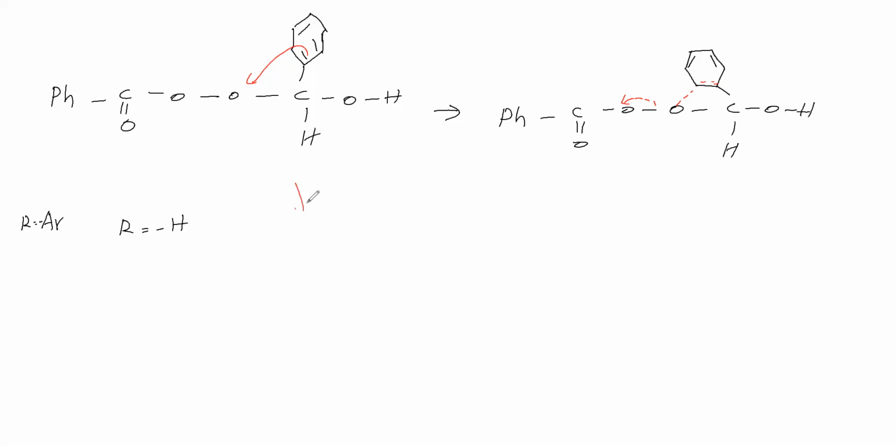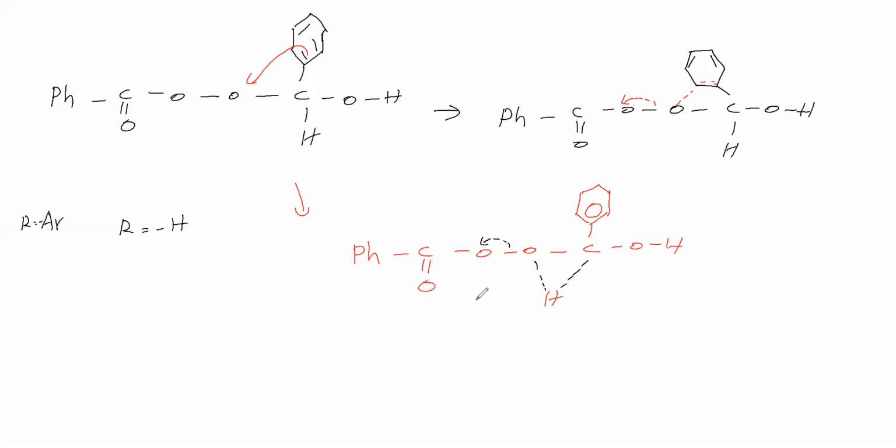If hydrogen is migrating, how will the transition state be? That we will see. Here we will write the hydrogen. Here a partial bond is breaking, a partial bond is forming, a partial bond is transferring, like this.